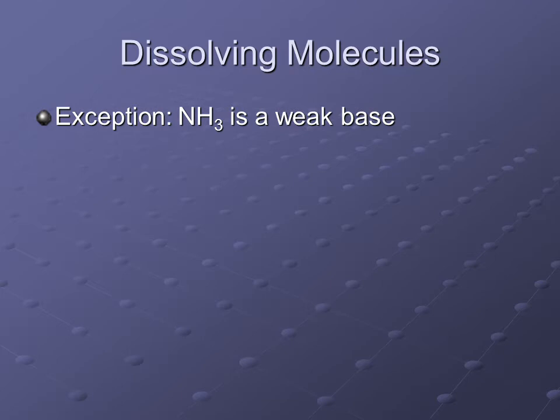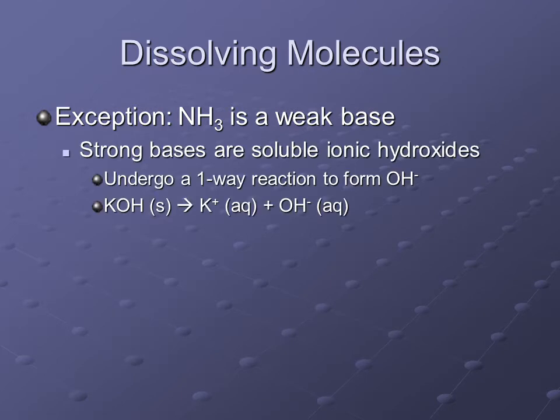ammonia, NH3. Now, ammonia is a weak base. We'll get into acids and bases later on in this presentation, but ammonia is a weak base, and that means, well, in order to understand what weak bases are, let's talk about strong bases first. Strong bases are soluble ionic hydroxides. So that means they have the OH minus ion as part of them. And since they're soluble, and since they're ionic, referring back to previous slides, they would undergo a one-way reaction to form OH minus, as well as a positively charged ion.